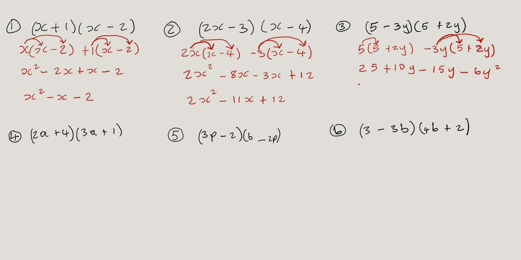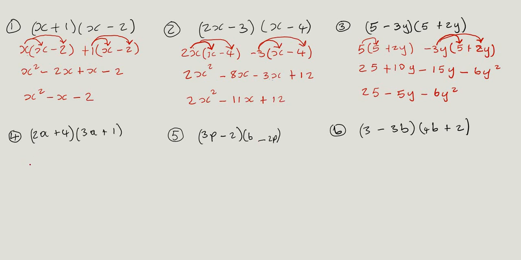And all we need to do is to simplify. So we have one constant term, which is 25. We write it back. Note that the middle terms are like terms. So we have two y terms. So we have 10y minus 15y. That's going to leave us with minus 5y. And we put back our minus 6y squared. And we're finished.